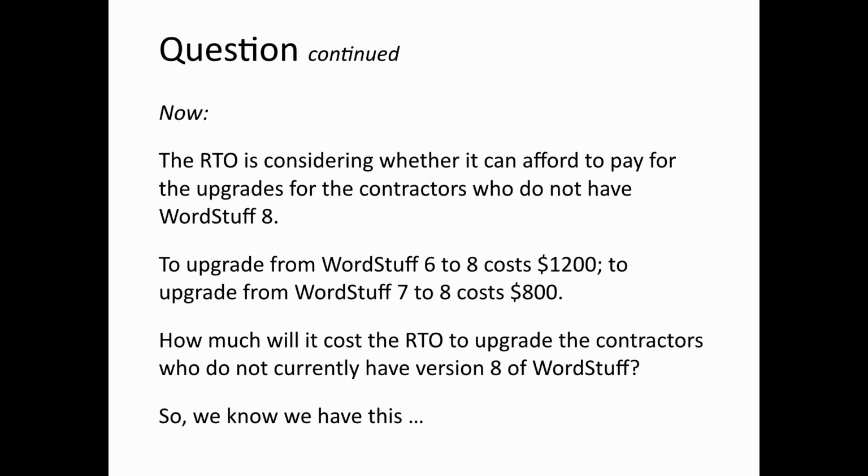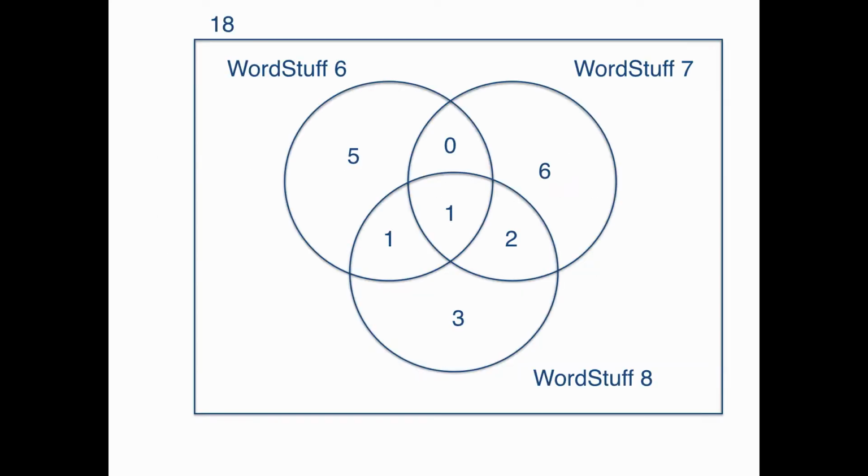Pause the playback to make a note of the figures. Here is where we see more clearly why we had to calculate the number of contractors in each section. Let's look at the contractors who have WordStuff 7 first. While the company is calculating the cost of upgrading these people to version 8, notice that 3 of them will not need to have an upgrade purchased as they already have version 8. Only those 6 need upgrading.